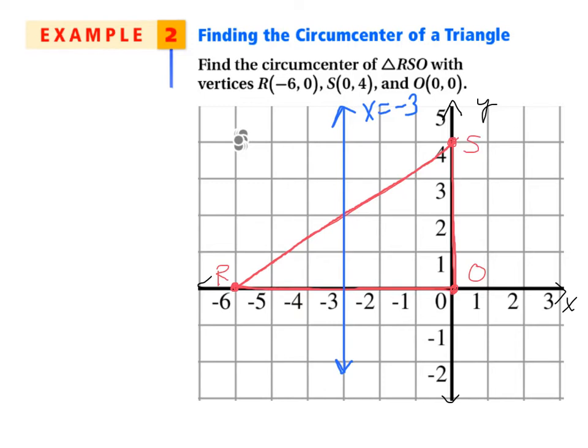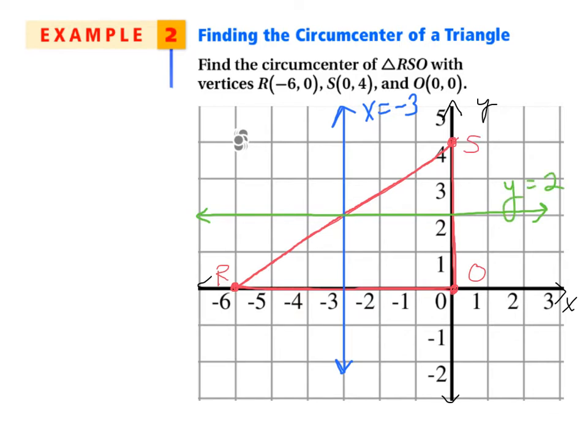Now, along this side, we know this is 4 units, the vertical side of the triangle. Well, half of 4 is 2, so we know, since it's perpendicular, our line for this perpendicular bisector would be y equals 2.